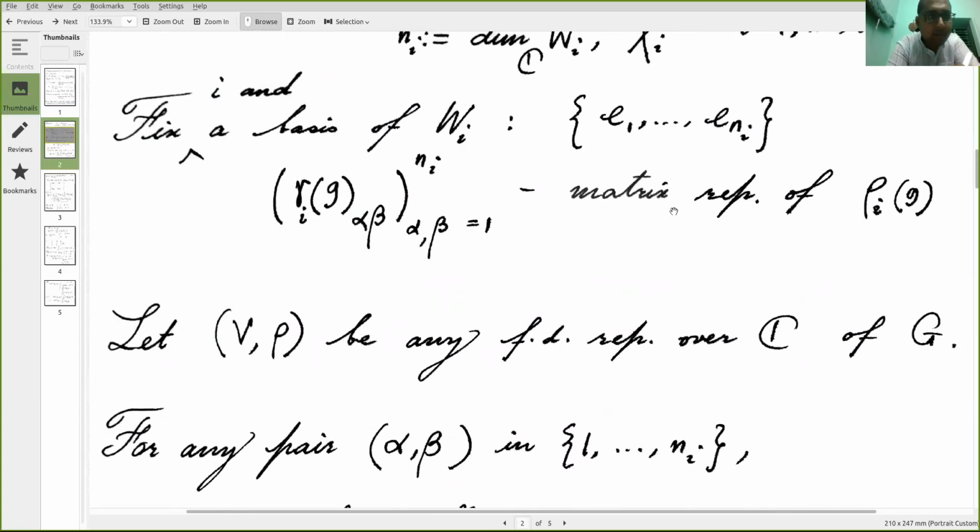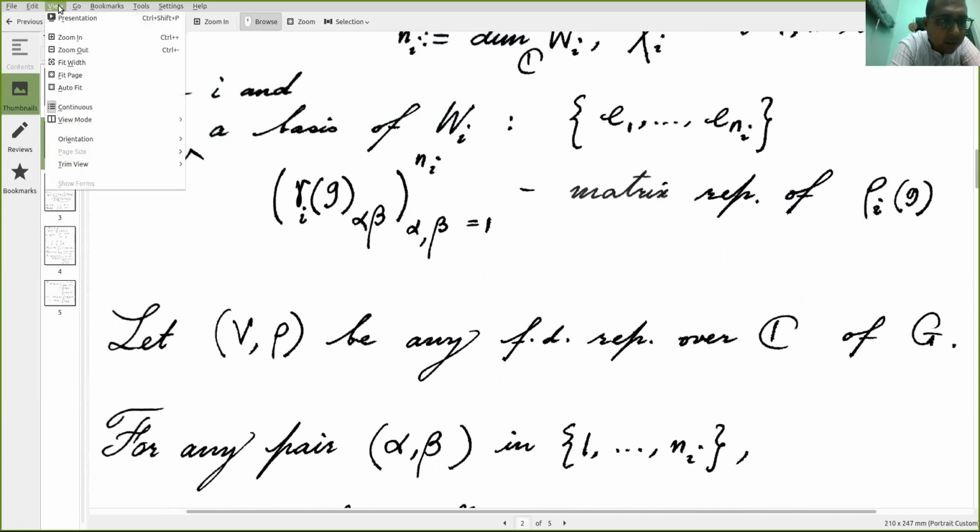Let's denote the matrices by the... yeah, so somehow it is creating a problem. Let me try to fix the view. So the view should fit.